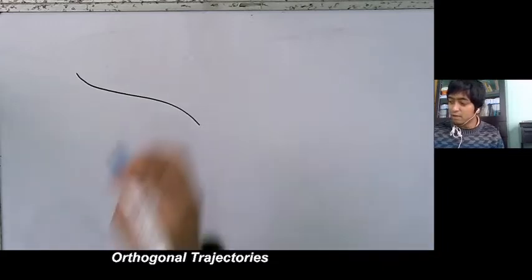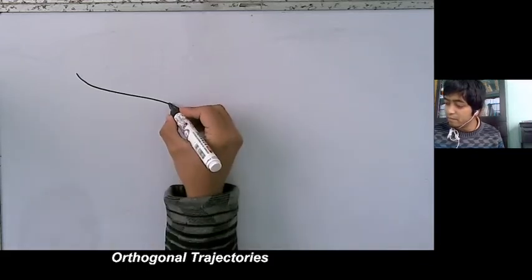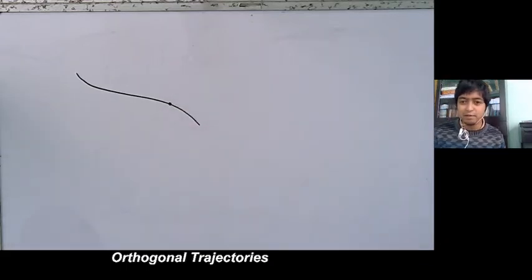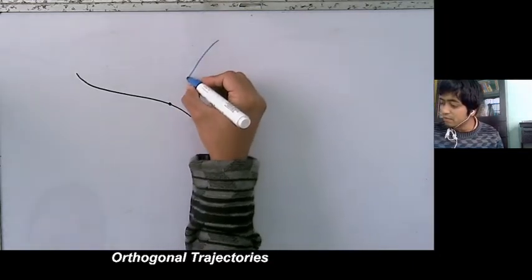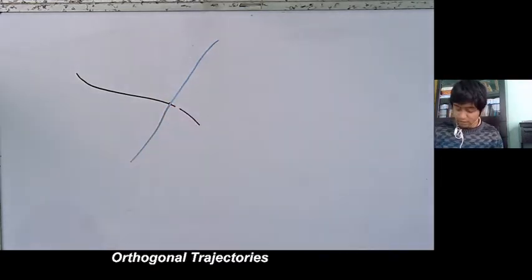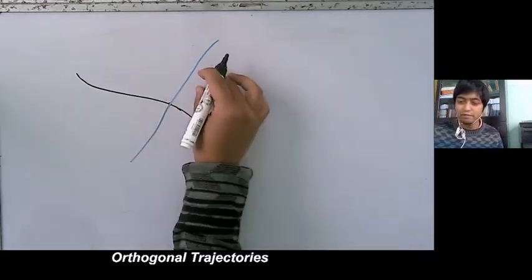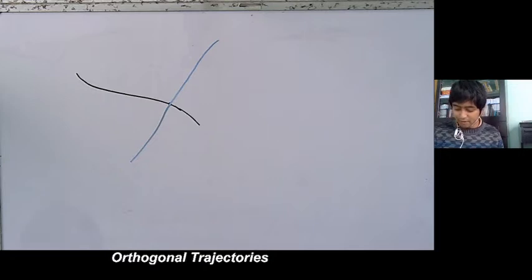Suppose we are concentrating on this point. Then if we have to know the angles between the two curves, and suppose this blue line passing through this one, it can also be a curve. It is perpendicular to this black curve. The blue curve is perpendicular to the black curve. Then we will have to use normal and tangents.